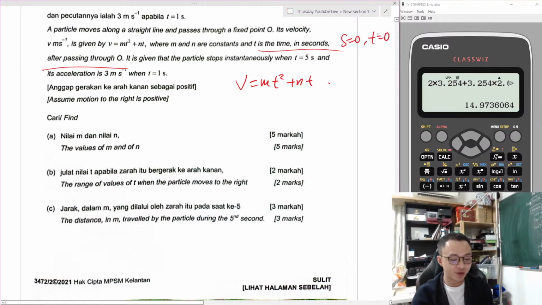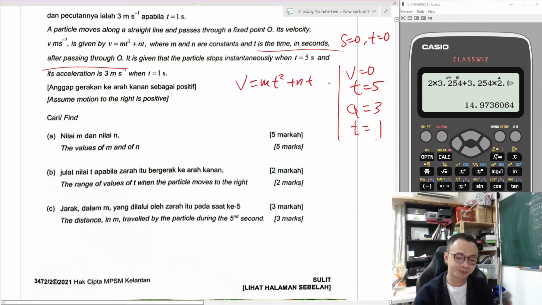Okay, so it's given that the particle stops. So when the particle stops, it means v equals 0 when t equals 5. And the acceleration is 3, so a equals 3 when t equals 1. Okay, so this is all the information I have from this question. It asks me to find m and n. So basically 2 unknowns, I need 2 equations. For the first equation I will definitely use the acceleration, because I know acceleration is dv/dt, right? Meaning I differentiate velocity, I get acceleration.